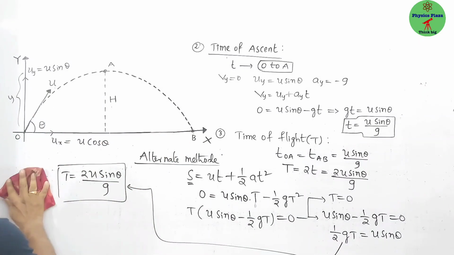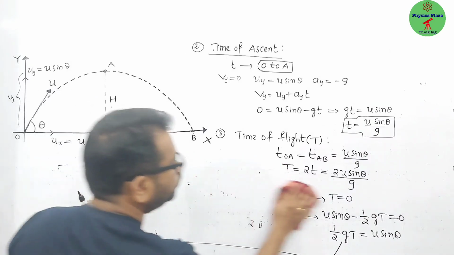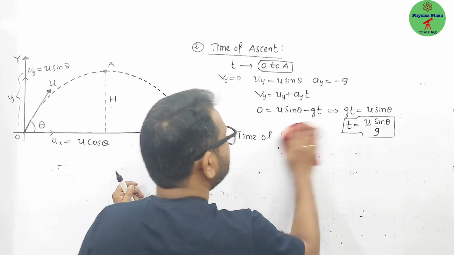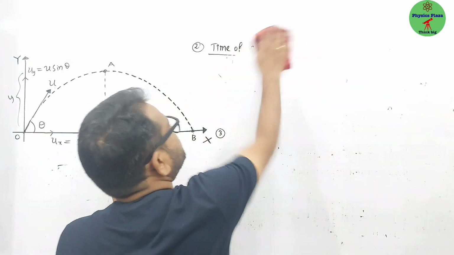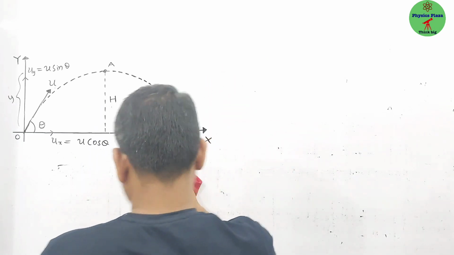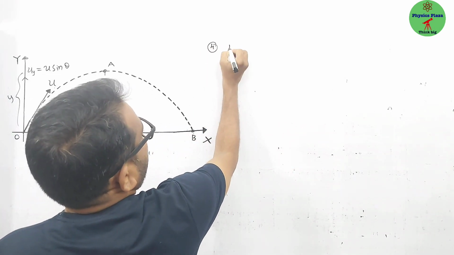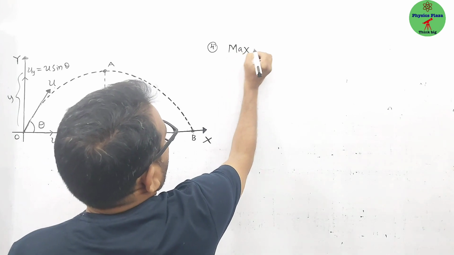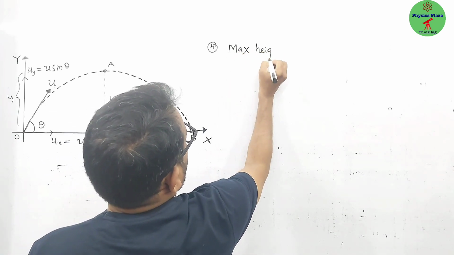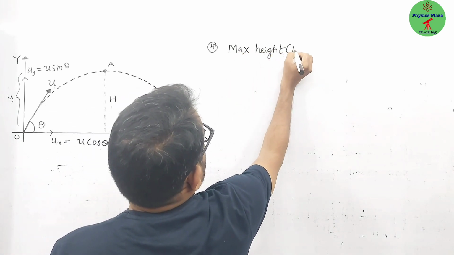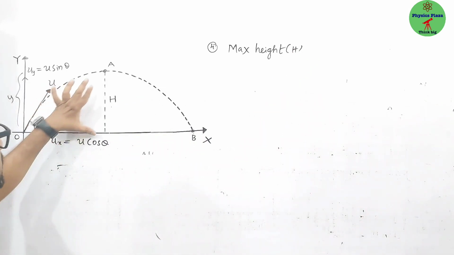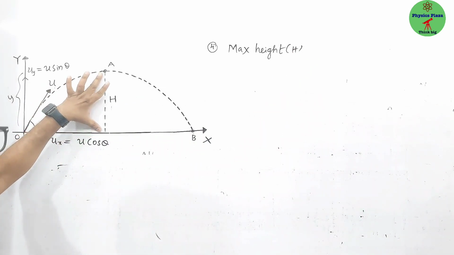Is it fine? Okay. Now the fourth parameter is the maximum height reached by the projectile. Let us say the maximum height is h. This we have to calculate.